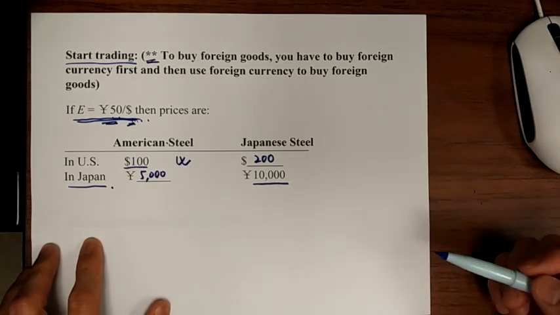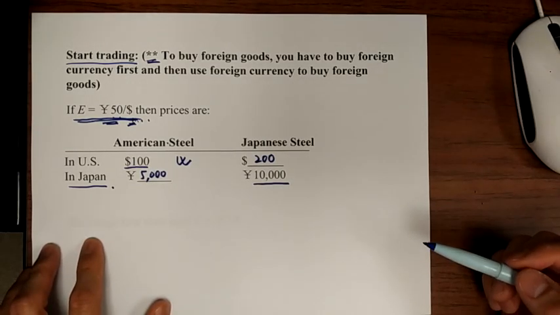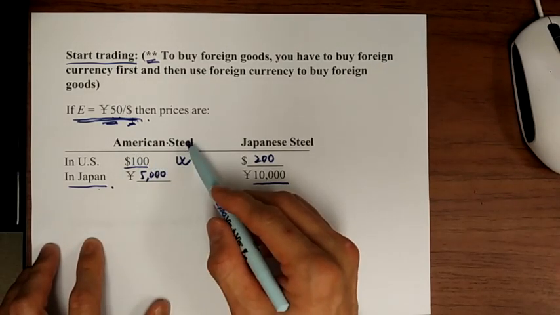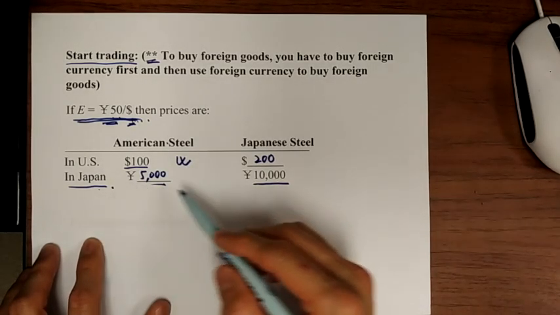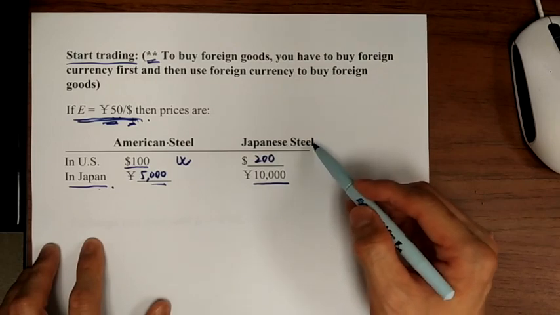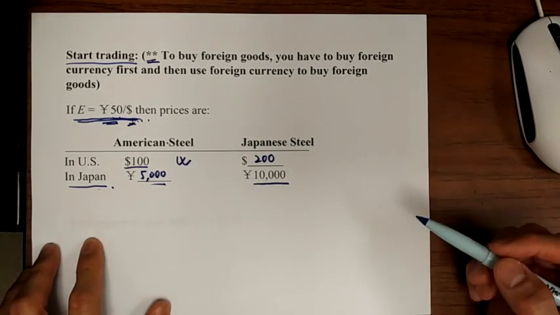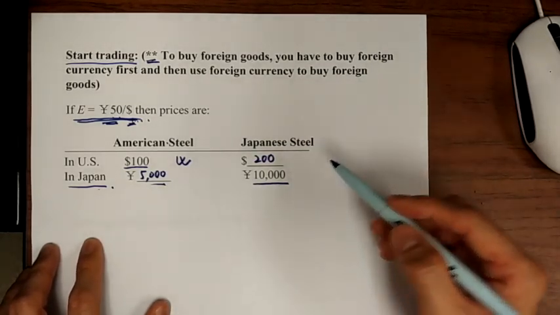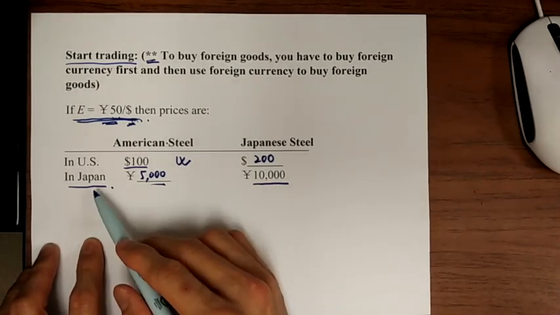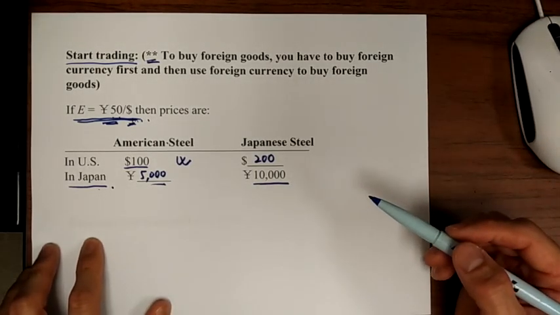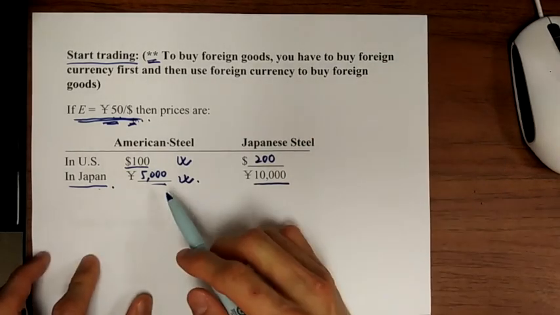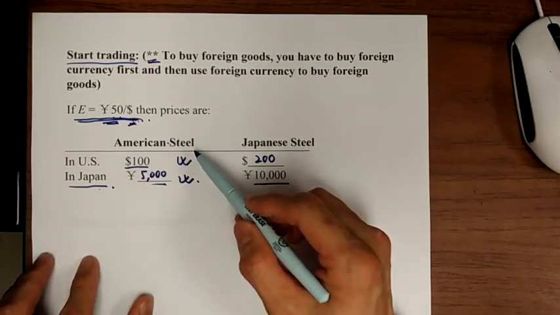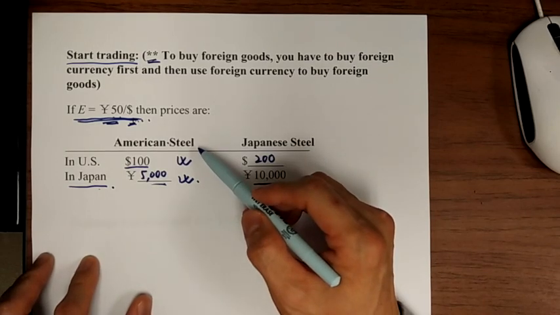In Japan, if a Japanese buys American steel, they pay 5,000 yen. But if they buy Japanese steel, they pay 10,000 yen. Steel is steel. Which steel will Japanese buy? The answer is, again, American steel. Therefore, everybody wants to buy American steel.